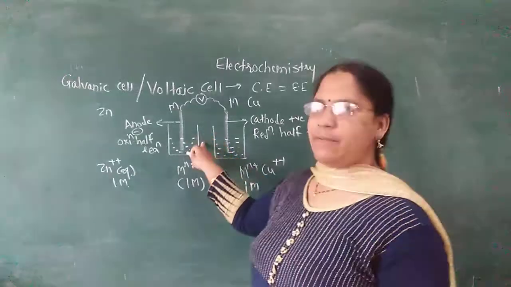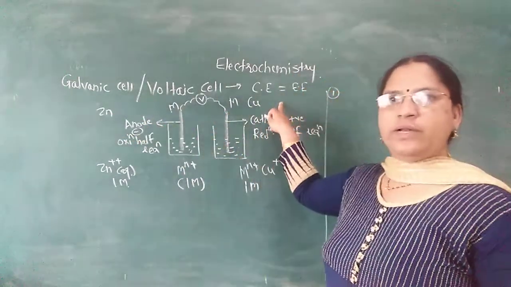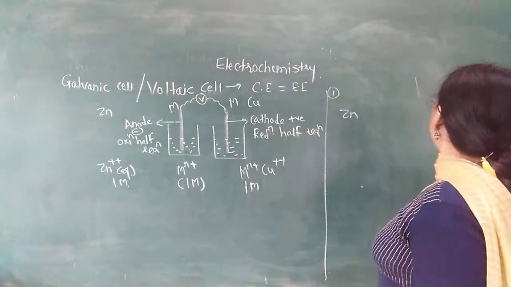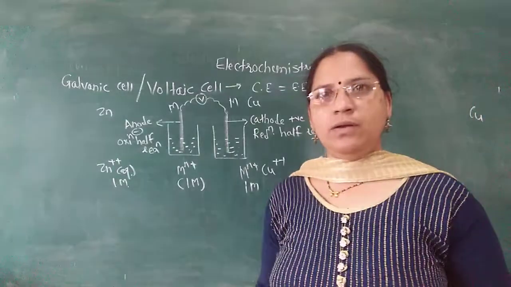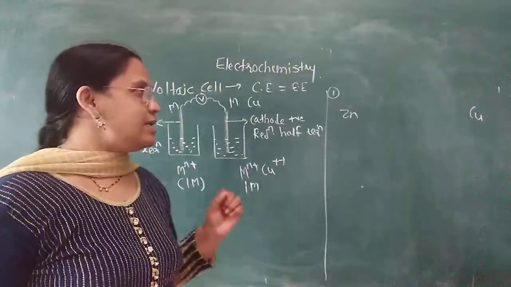Suppose we consider the same example. Here zinc is one electrode and here the copper electrode. So what is our first rule? We have to write the electrodes at the extreme ends, zinc and copper. But while writing the electrode at the extreme end, there is one more condition, that is the second one.